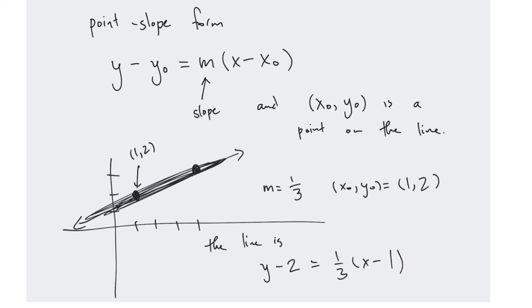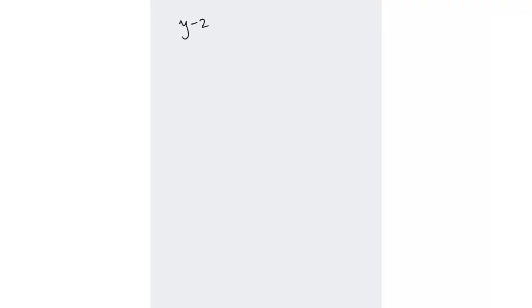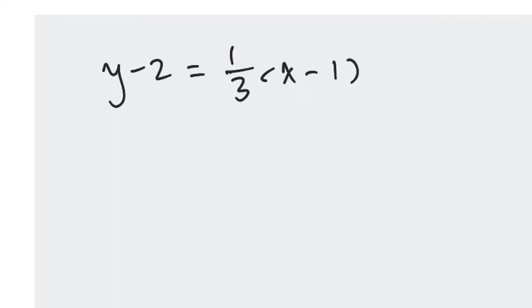Sorry, I got to turn the page. It was y minus 2 equals 1/3 x minus 1, right? So if I distribute the 1/3, it's going to be y minus 2 equals 1/3 x minus 1/3. Add the 2 to the other side. y equals 1/3 x minus 1/3 plus 2.